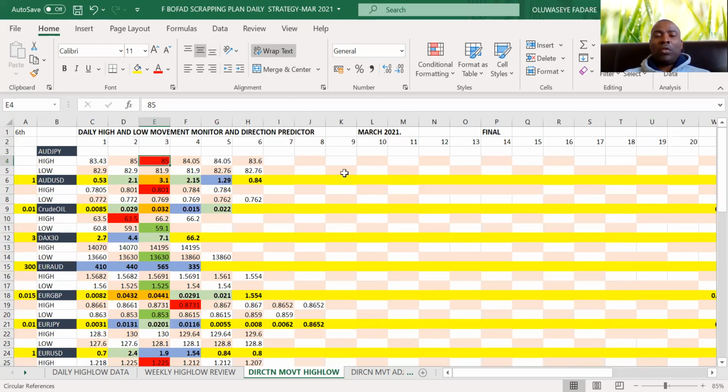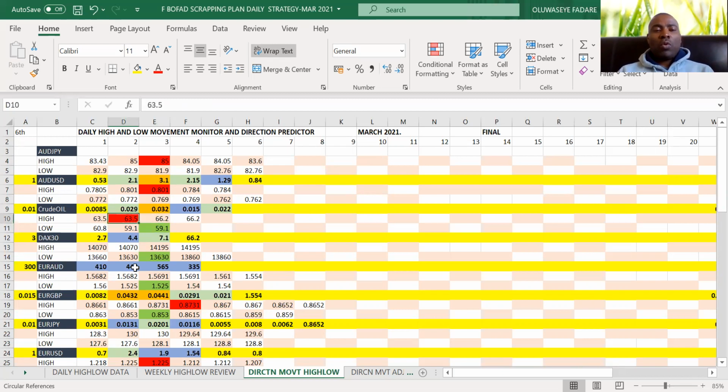For the rest of the month, either the market comes down below 85, or if the market goes above 85, then I'm going to buy, which means it's going to change from red. So for now, it's a sell all the way down. Same thing, AUD USD is a sell all the way down.